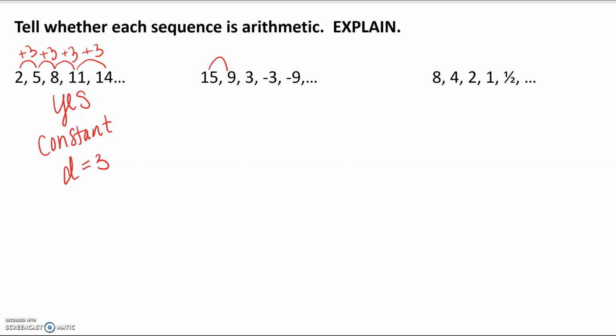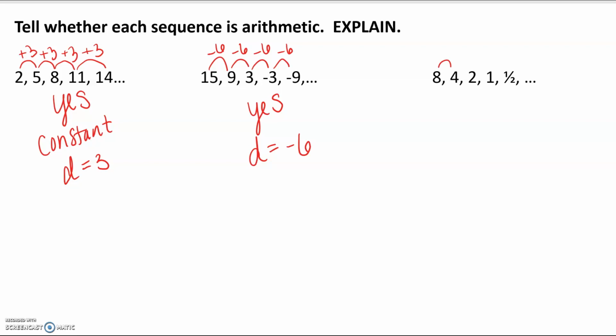My next one, I'm looking at 15 to 9, that's subtraction of 6. 9 to 3, subtracting 6. And then it looks like I'm subtracting 6 all the way across. So this again is arithmetic because that common difference is a -6. So you're adding -6 each time, or what looks like subtraction.